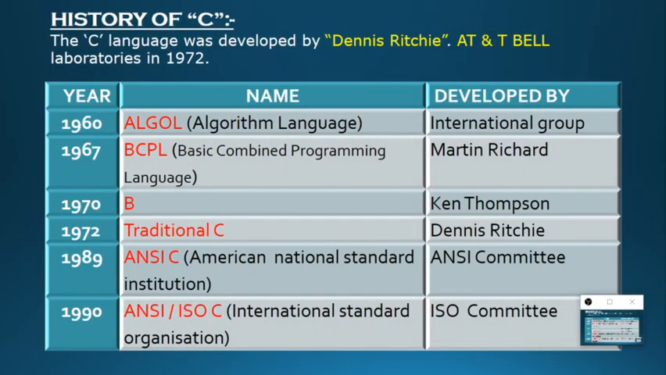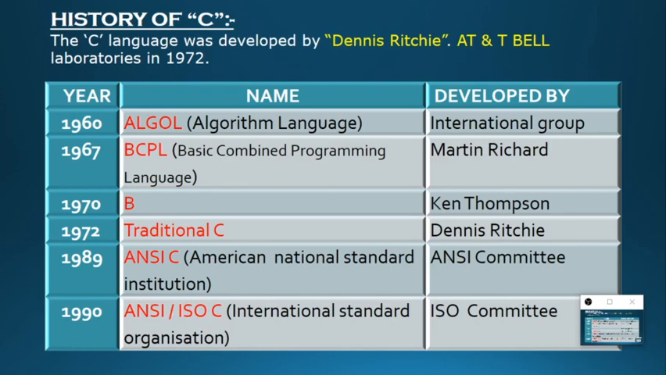Coming to the history, first in 1960 it was called ALGOL. ALGOL means algorithmic language. It was developed by an international group. After that, ALGOL was developed into BCPL in 1967 by Martin Richards, and the same BCPL in 1970 became the B language by Ken Thompson, and in 1972 it was converted into C. They used to call it traditional C, and this was developed by Dennis Ritchie. So Dennis Ritchie is the person who developed C language.